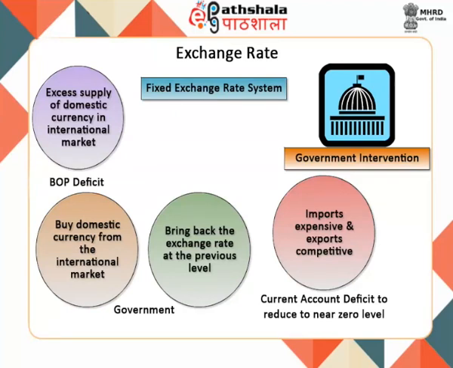Taking the example of the fixed exchange rate system, in the fixed exchange rate regime, the government intervenes to correct it. If the BOP is in deficit, this means that there is an excess supply of the domestic currency in the international market. The government, in such a situation, will buy the domestic currency from the international market and bring the exchange rate back to the previous level. This shall make imports expensive and exports competitive, causing the current account deficit to reduce to near zero level. If BOP is in surplus, the reverse will take place.